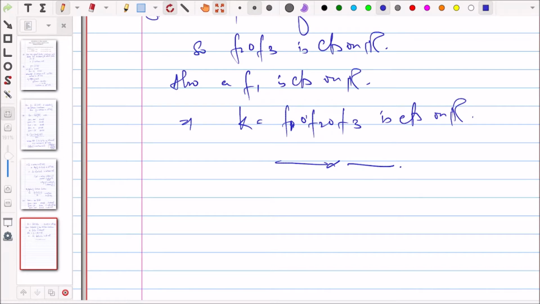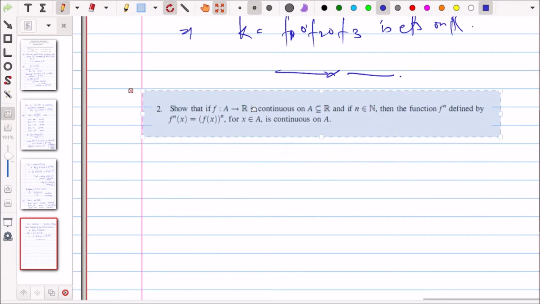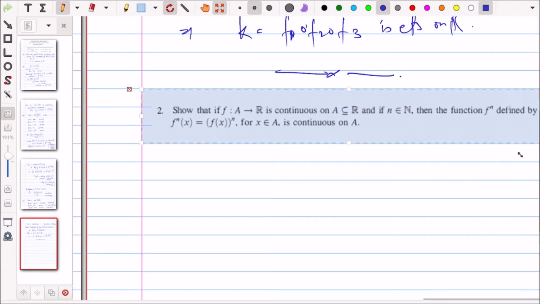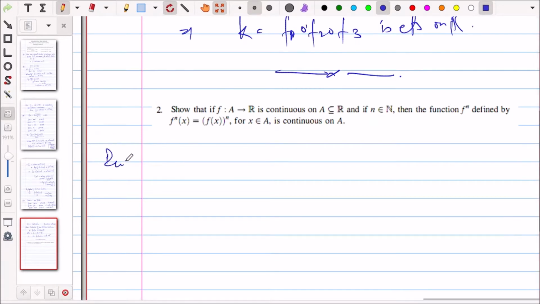So this is question number 2. We are given a continuous function f defined on A, and n is any natural number, and the function fn is defined as fn(x) equal to f(x) to the power n. We have to show that it is continuous on A. So this can be shown by using the fact that the pointwise product of two continuous functions is continuous, and then inductively we can use that result to get this result. So let us try this.